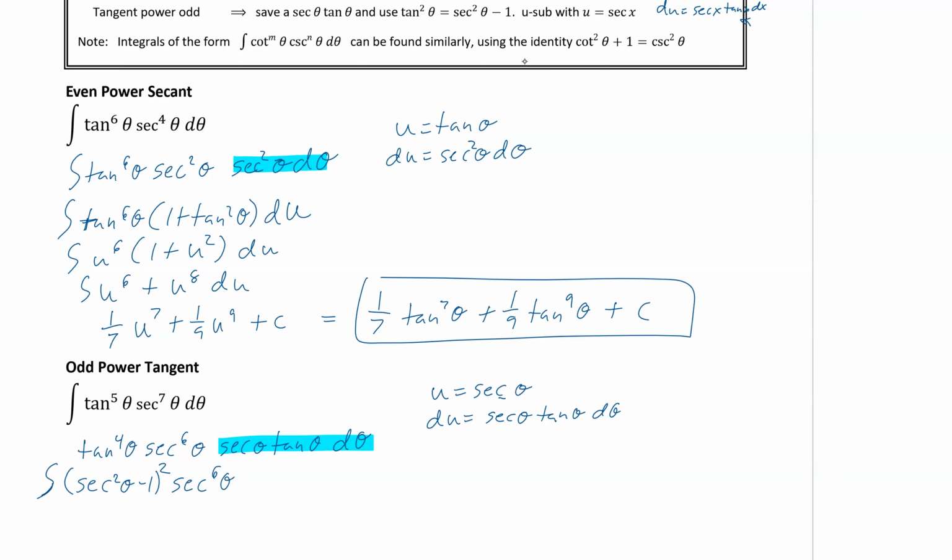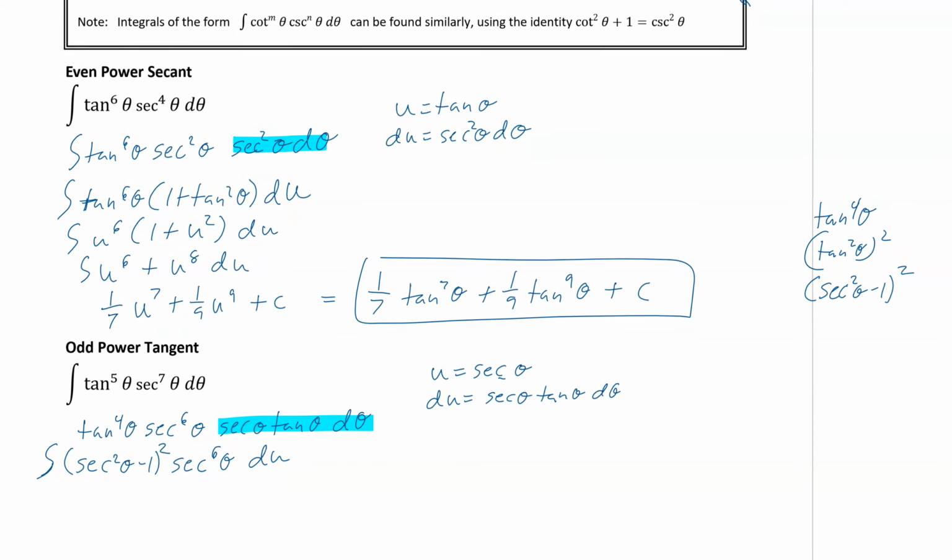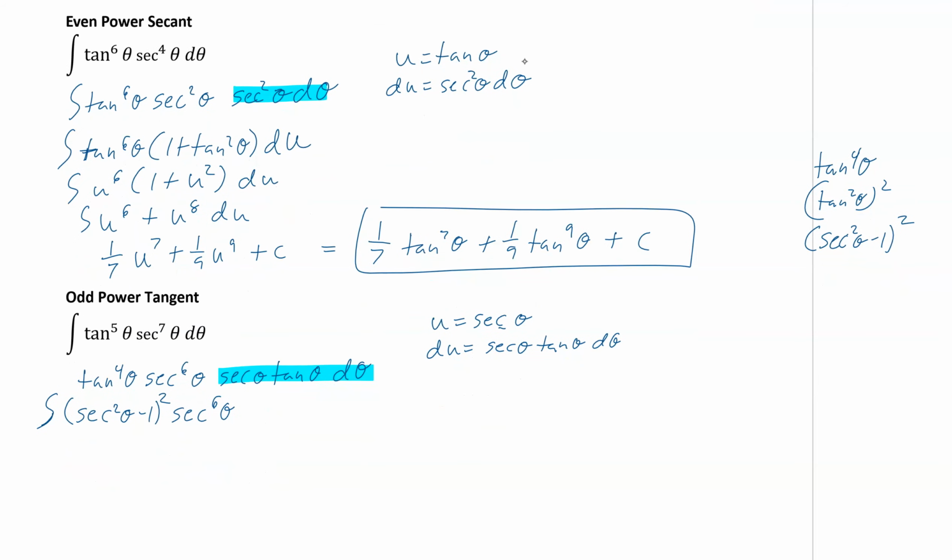Secant 6 theta. So again, tangent to the 4th would just be tangent squared theta squared. And so this would just become secant squared theta minus 1 squared, which is what we have there. And then now we can replace that with du. Everything now is secants, right? So I'm going to do this all in one shot, though.